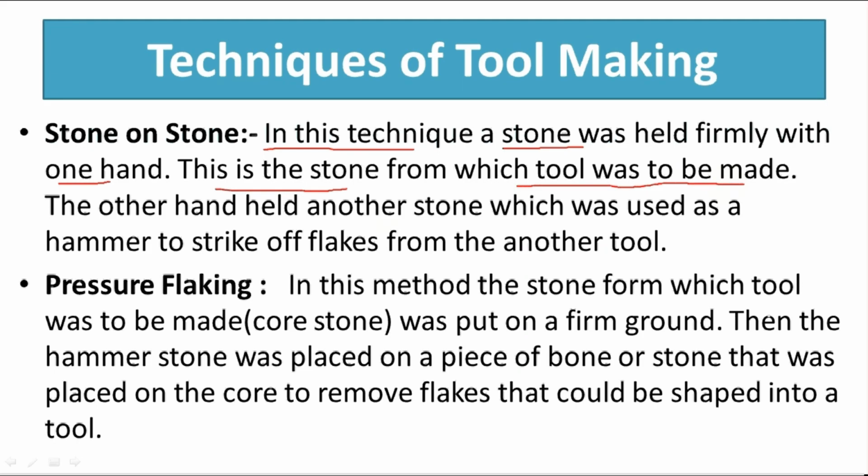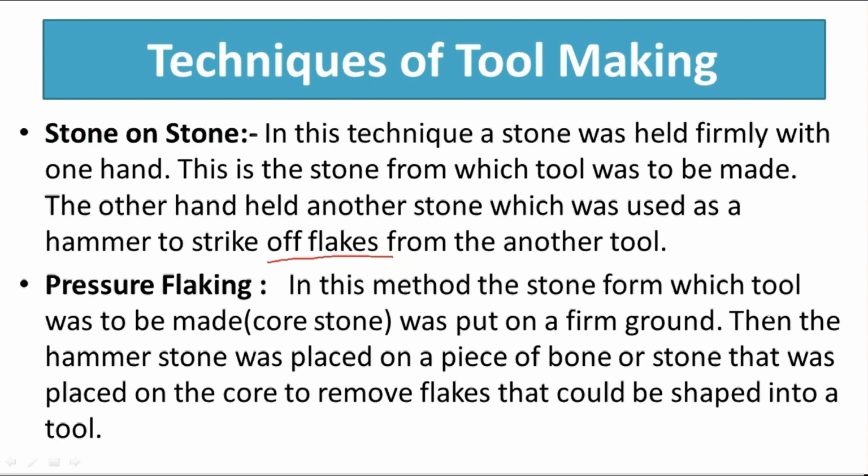The other hand held another stone tool which was used as a hammer to strike off the flakes from the other tool. So overall we can say they were taking two stones. One stone was kept in one hand and another stone was kept in the other hand, and they were striking one stone on the other, from which the flakes, meaning very sharp edges of the stone, were coming out, and by which they were making the tools.